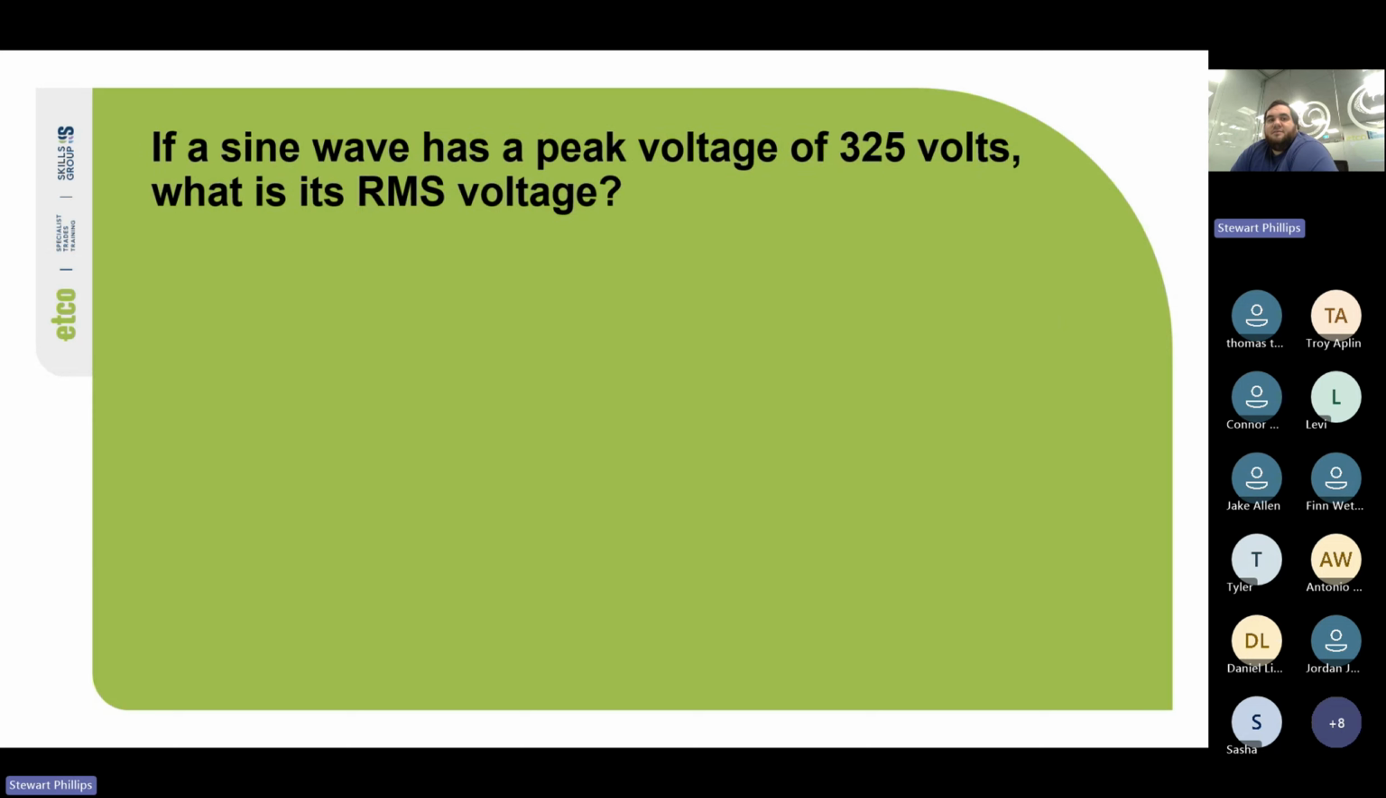So if a sine wave has a peak voltage of 325 volts, what is the RMS voltage?